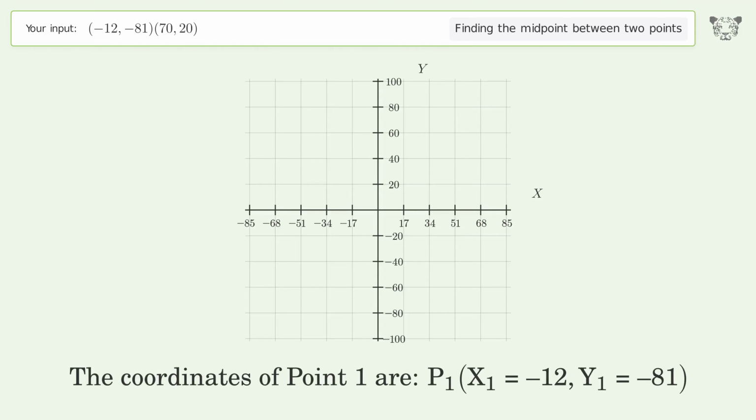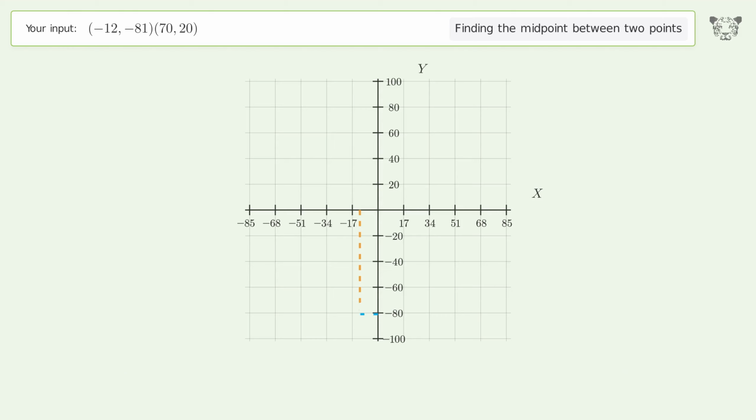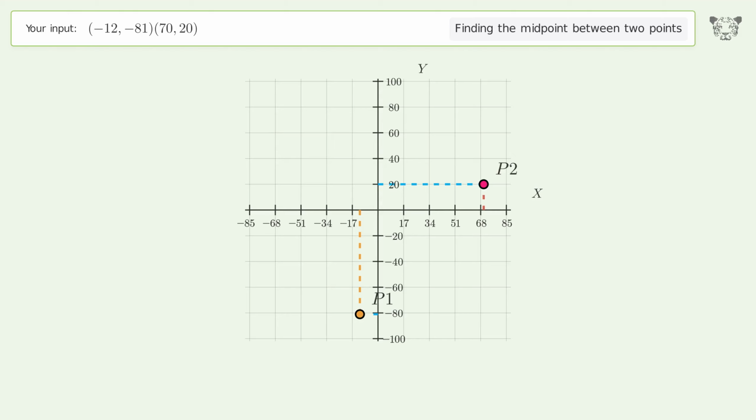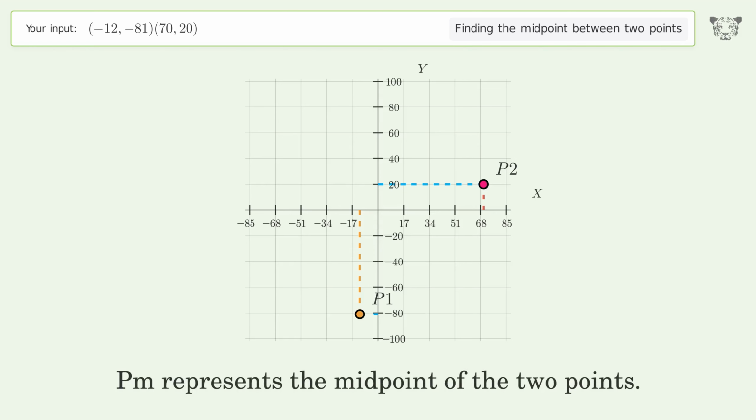The coordinates of point 1 are x1 equals negative 12, y1 equals negative 81. The coordinates of point 2 are x2 equals 70, y2 equals 20. PM represents the midpoint of the 2 points.